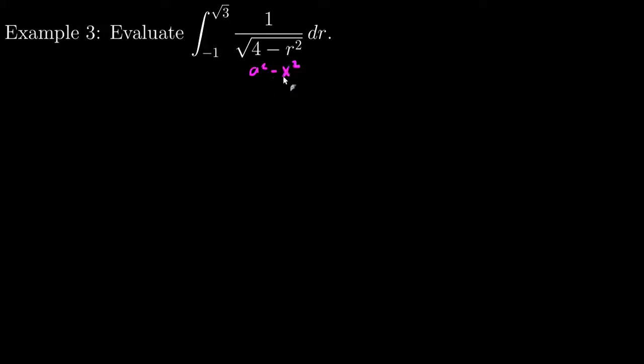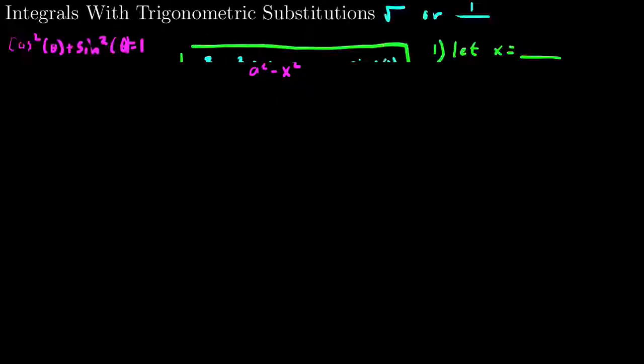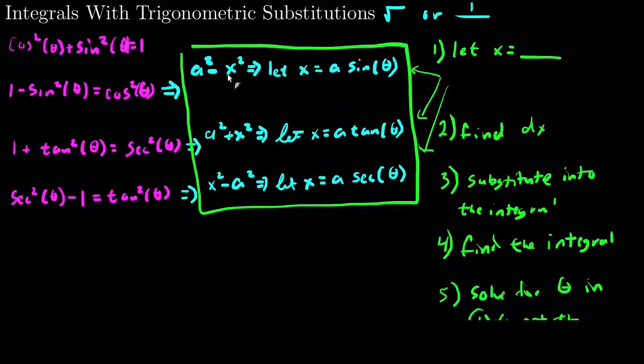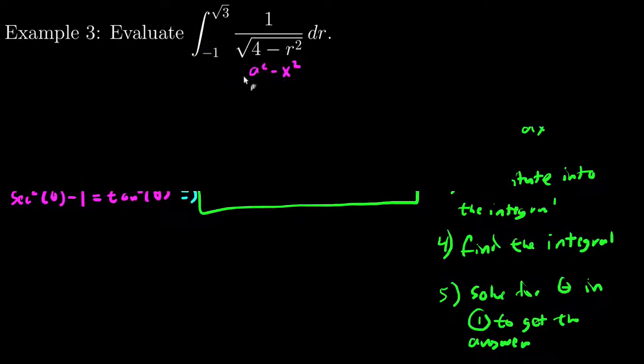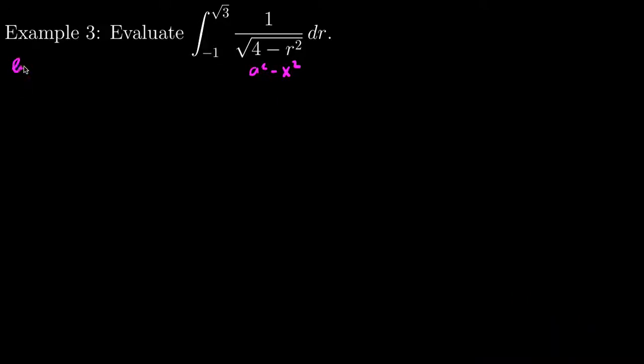minus x squared format, which, looking back at this first thing, when I have an a squared minus x squared, I will let x equal a sine theta. So here, I will let r equal, a in this case is 2, so 2 sine theta. And when I find dr, because I will need to replace dr as well, the derivative of sine is cosine, so I get 2 cosine theta d theta.